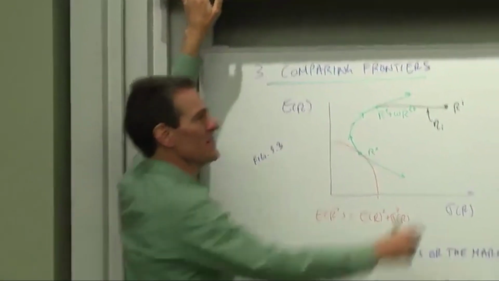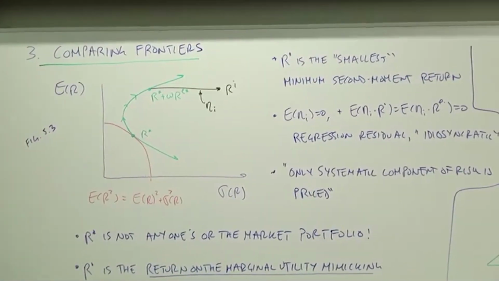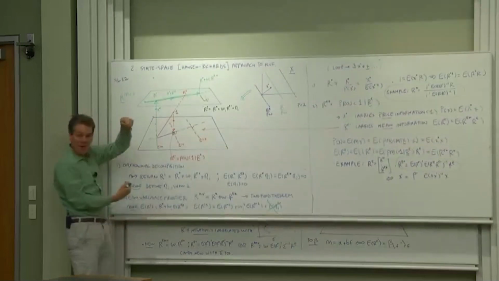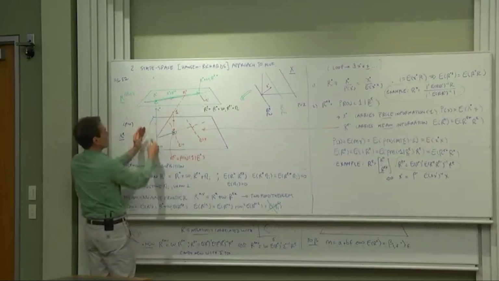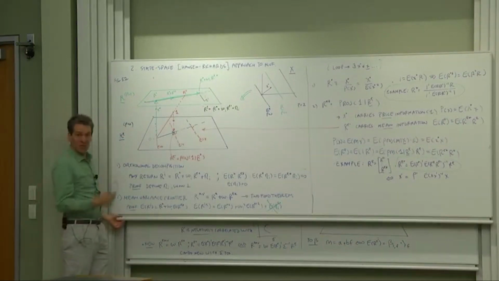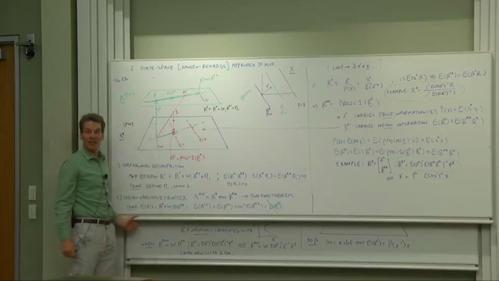Well, one of its defining properties is that it is the smallest. It's the minimum second moment return. How do I know that? Well, in state space, second moment is the length of a vector, and R star, since it's orthogonal here, is the smallest length vector. You can prove that algebraically, or you can just look at the picture. R star is the minimum second moment return.